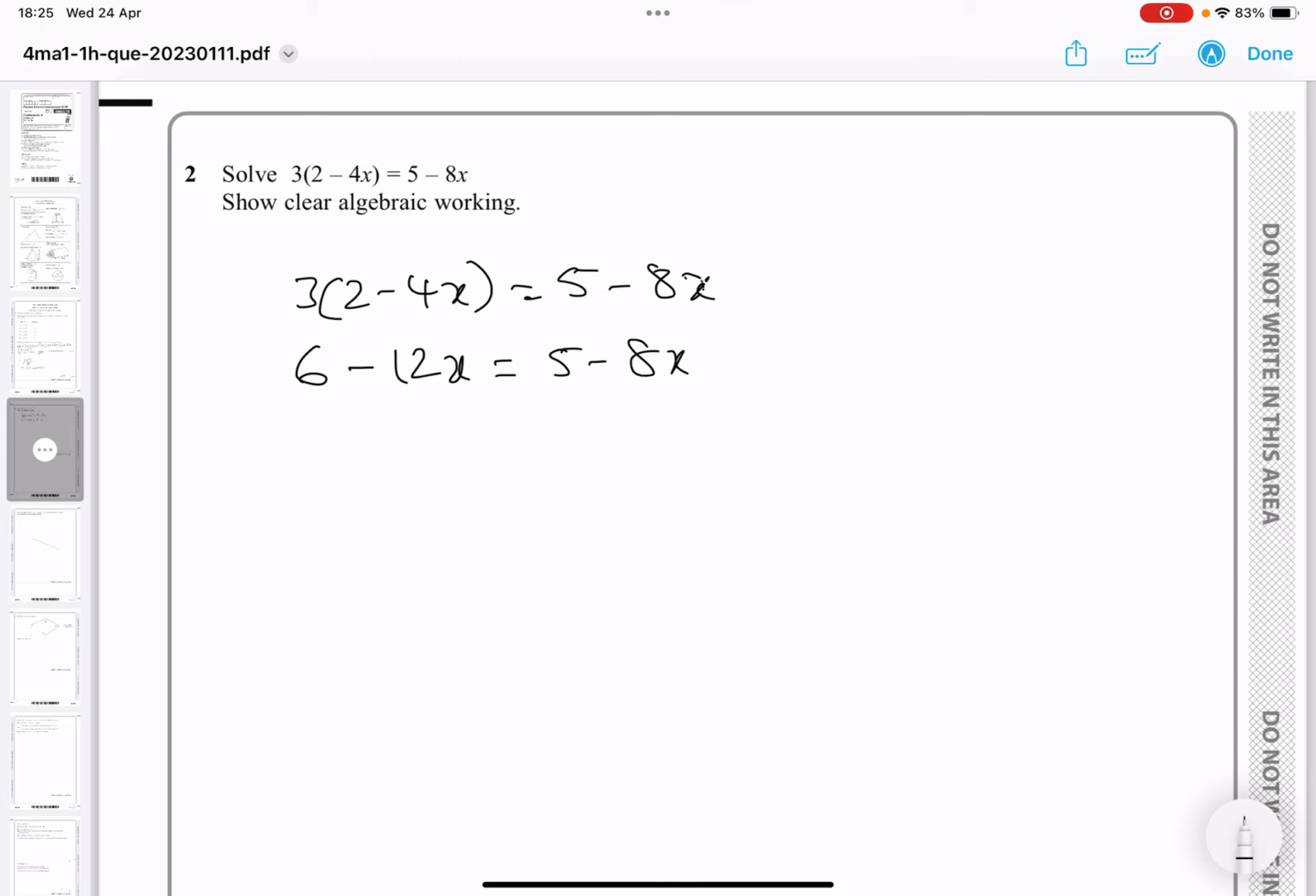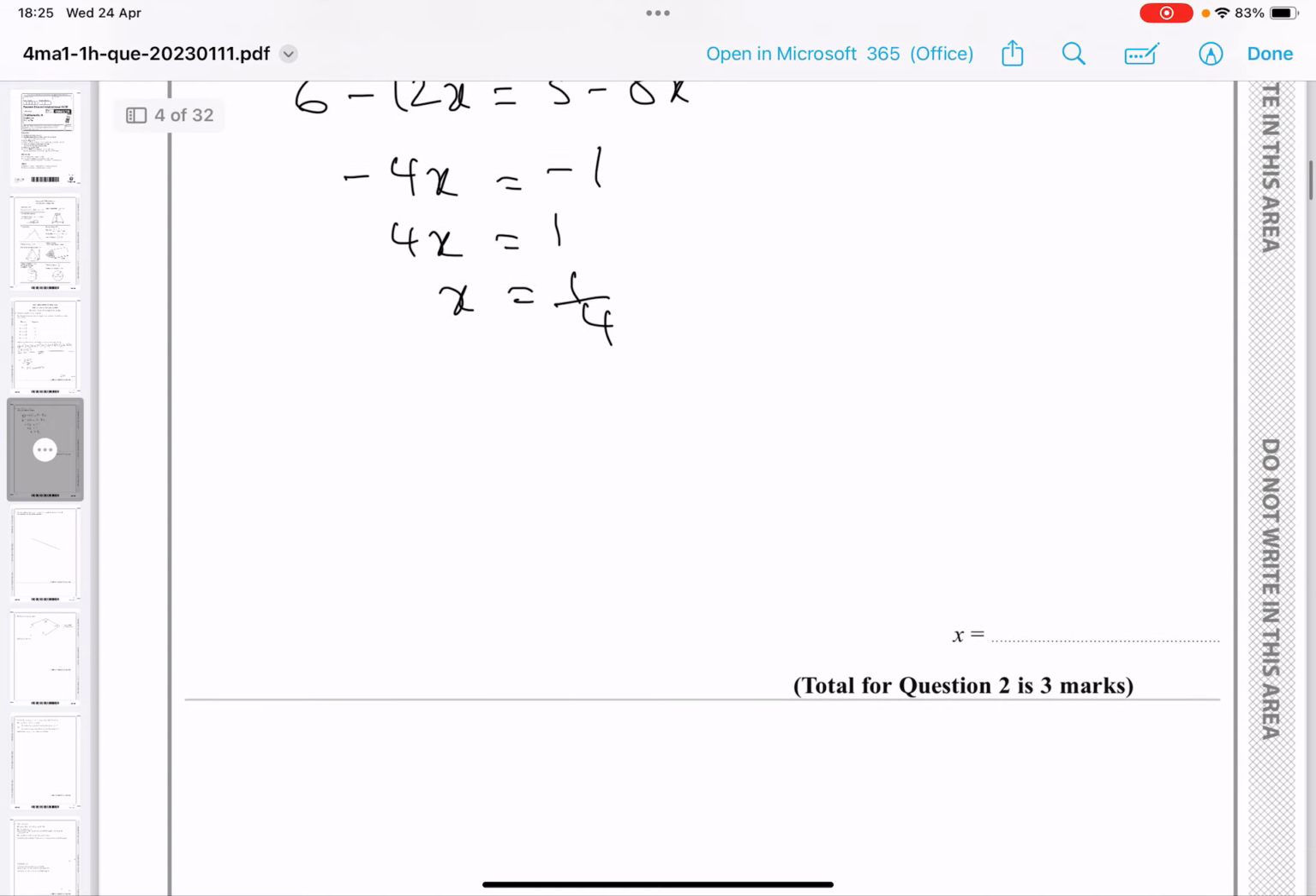Now bring all the x's to one side and take the numbers to one side, because you're solving for x. So that'll give you minus 4x equals, if you do 5 minus 6, minus 1. Divide each side by minus 1, which will give you 4x equals 1, and x will equal a quarter. Okay, so the answer for this question will be 1/4.